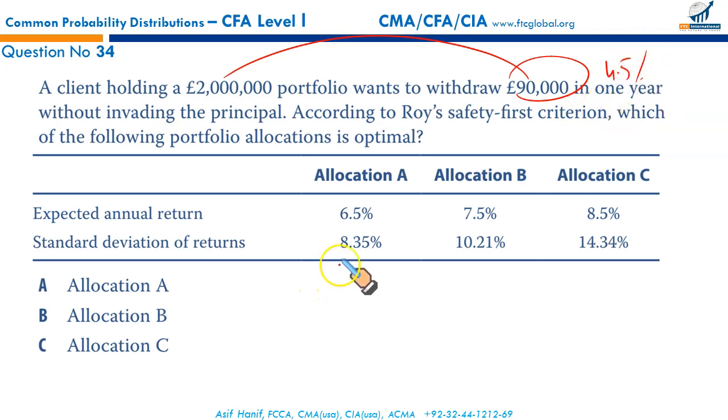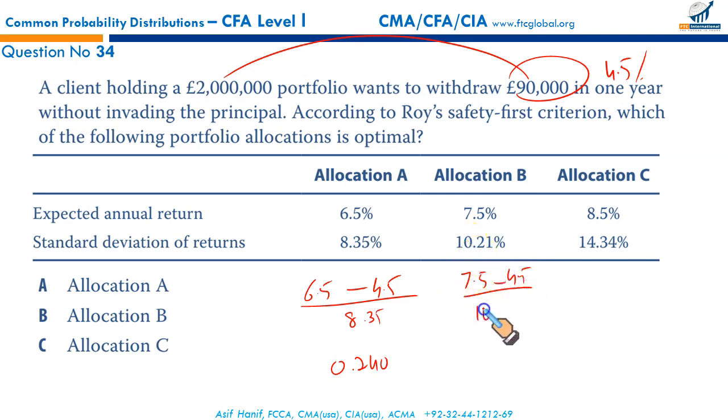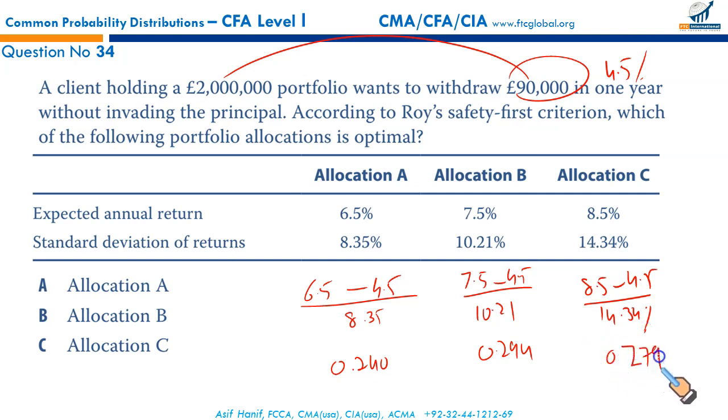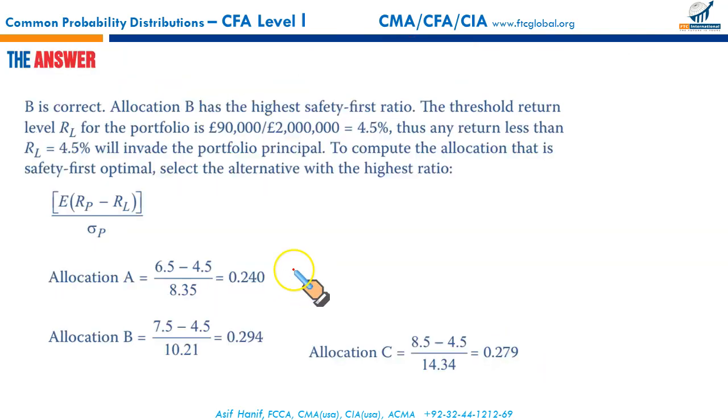Okay, let's do it one by one. 6.5, that's the expected return on allocation A, minus the threshold return upon the standard deviation. If you simplify this, it will give you 0.24. For B, 7.5 less 4.5, the threshold, upon the standard deviation, gives you 0.294. And for C, it is 8.5 minus 4.5 upon 14.34% gives you 0.279. Now, the higher the better. That gives you B to be the correct option, allocation B.